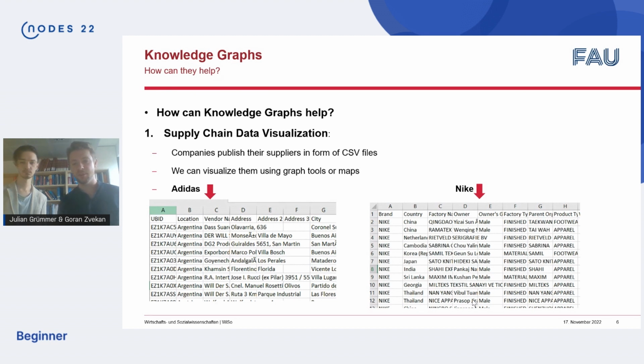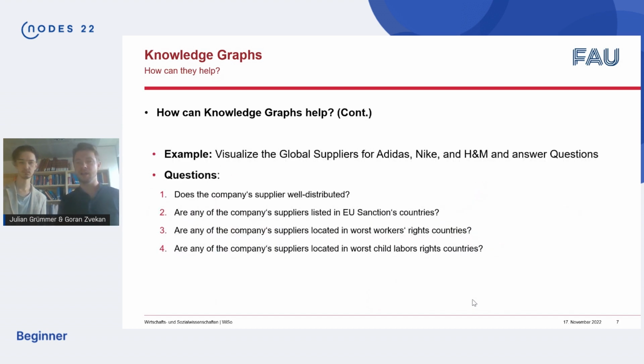And if you have all this information about the supply chain, you can dig deeper and ask yourself some questions. For example, are the company's suppliers well distributed? We've had a lot of political issues and also environmental issues, so it would be nice to see where the suppliers of the companies are. Are any of the company's suppliers listed in European Union sanctions countries? Are any located in the worst workers' rights countries? But it's not only about workers' rights, it's also about child labor and, for example, environmental issues. That's what we want to look at. And that's why we use knowledge graphs, because we want to know how we can connect the data that we have and that we can find, to see if the supply chain is good or bad in terms of ESG.